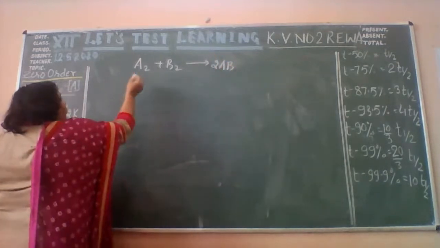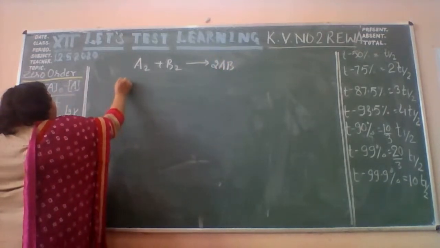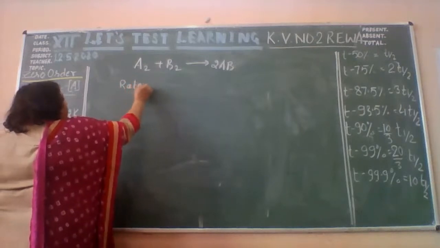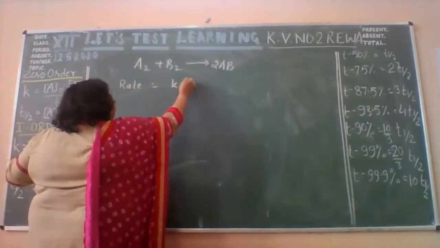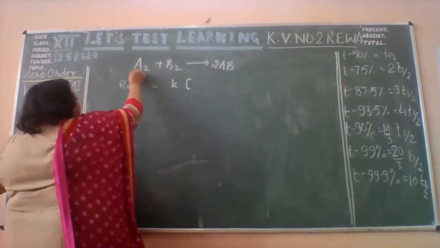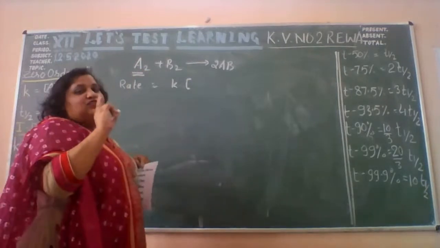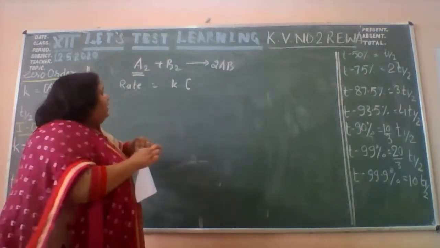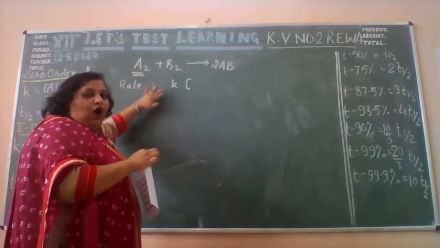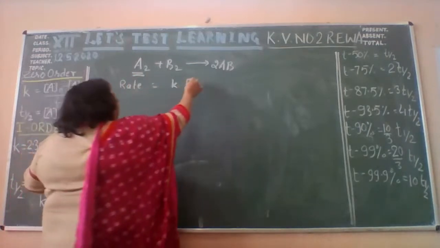Right? What will be the rate law? Rate is equal to K. What is the reactant here? यही इस क्वेश्चन का राज छुपा हुआ. Here you do the mistake. How? Let's see.